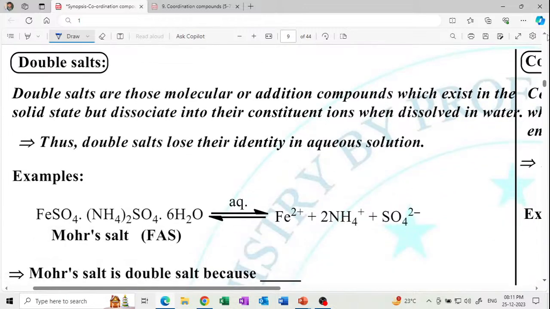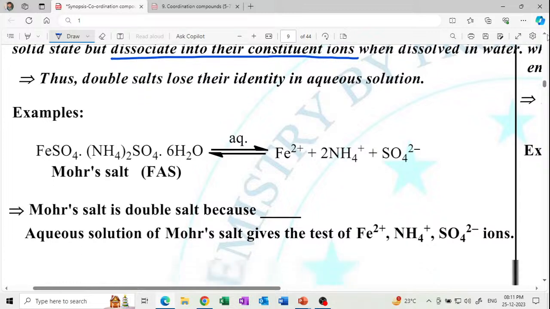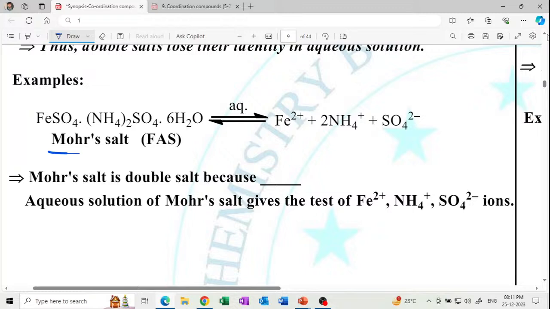Double salt, which is an addition compound, dissociates into its constituent ions completely. Mohr's salt, that is FAS, ferrous ammonium sulfate, will give Fe2+, ammonium, and sulfate ions completely.